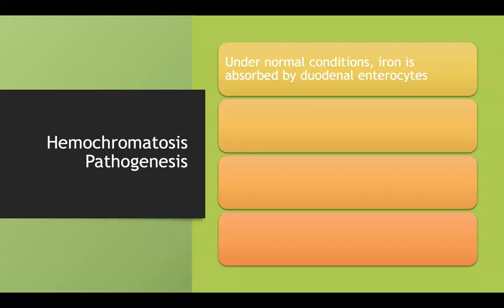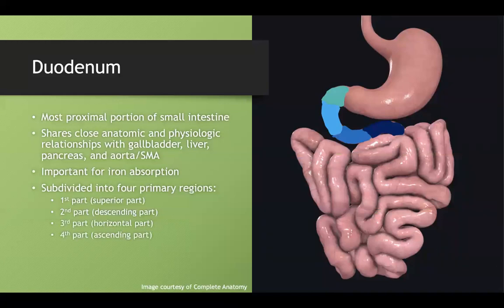So what I want to do is discuss hemochromatosis pathogenesis. We've talked about this in the small intestine lecture, where I showed you how normal iron absorption works. So we'll go over that again here. Normally, iron is absorbed by our duodenal enterocytes. And here's our duodenum, again from our small intestine anatomy section. The duodenum is very important for iron absorption.